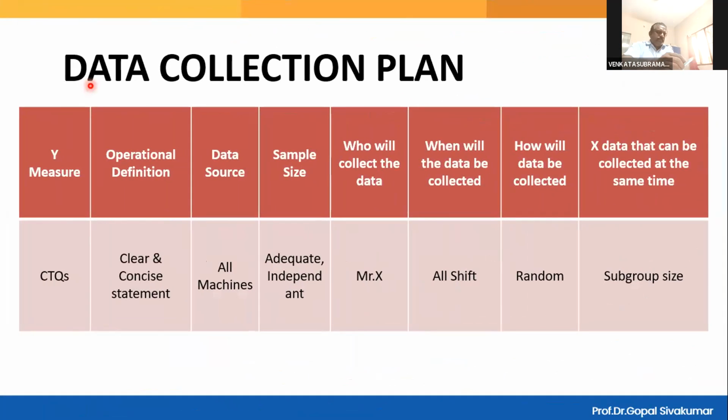So, data collection plan: according to what you are really trying to improve, you should collect data. What are the CTQs you want to monitor? Its operational definition, where the data must be collected from. Customer waiting time means data must be collected from the waiting room, not from the kitchen. Isn't it? And then sample size. How much data, how many data points do you want to collect? It should be adequate enough so that the sample can be a good representative of the population.